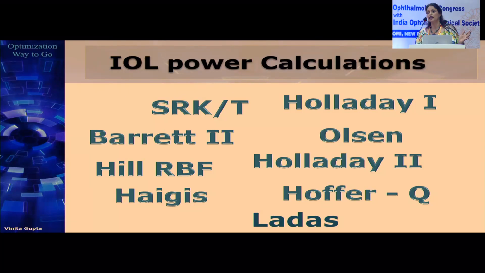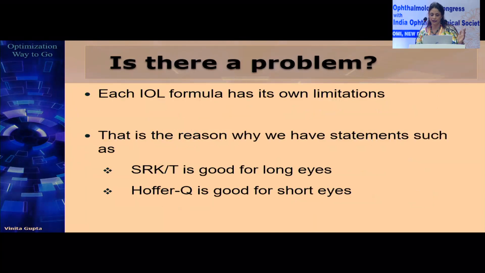Okay. So I'll be talking about optimization for your own results for every cataract patient whom you're going to operate upon. That's the way to go. That's what my take is, and that's what I'll propagate. We have an armamentarium of IOL formulas with us. Still, we land up with refractive surprises. So why is it? Is there a problem with the formulas?